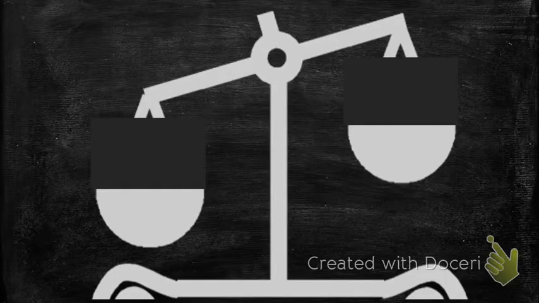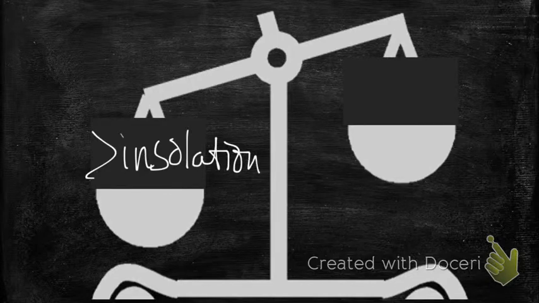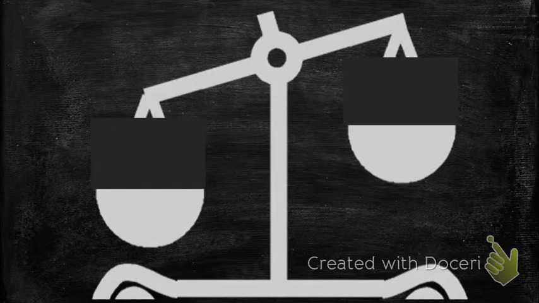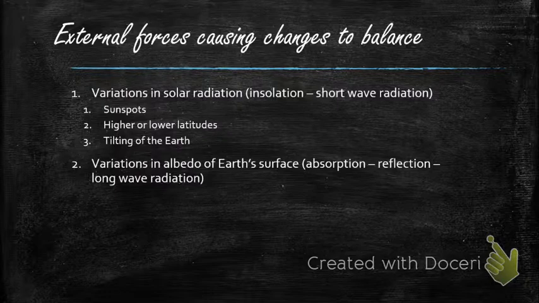But what happens when something upsets the balance of energy? Think about what types of things might change the inputs or the outputs that we listed before. What if we change the amount of shortwave radiation from the sun? What if we increased our insolation? Maybe due to sunspots or the angle the insolation strikes the Earth. What if we change the amount of shortwave radiation reflected back by the Earth's albedo? So either increasing or decreasing the albedo rate of the Earth. We have external forces causing changes to the balance.